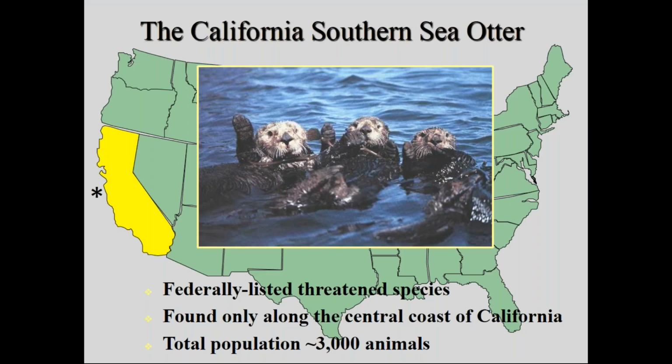To give you a little background on the southern sea otter, it was federally listed as a threatened species in California, and it's found only along a small region of the central coast of California. The total population is about 3,000 animals.